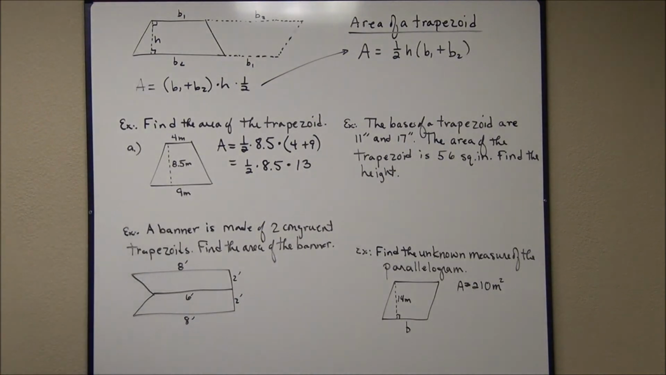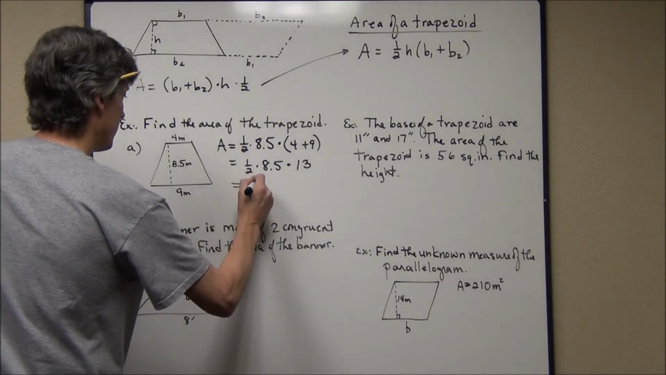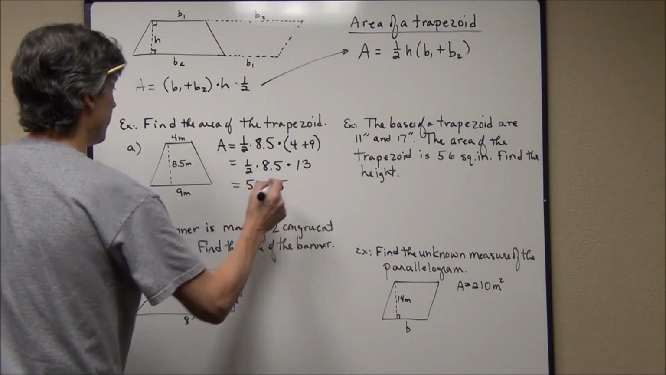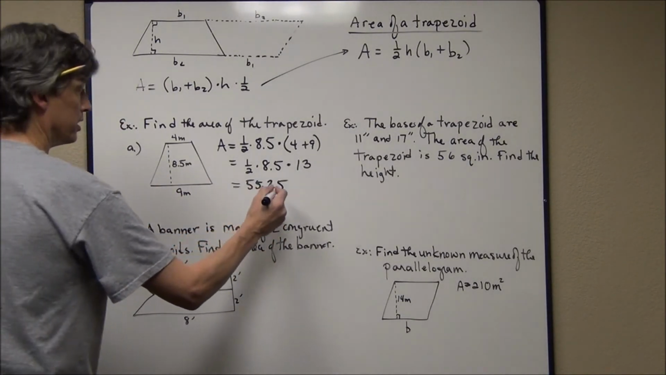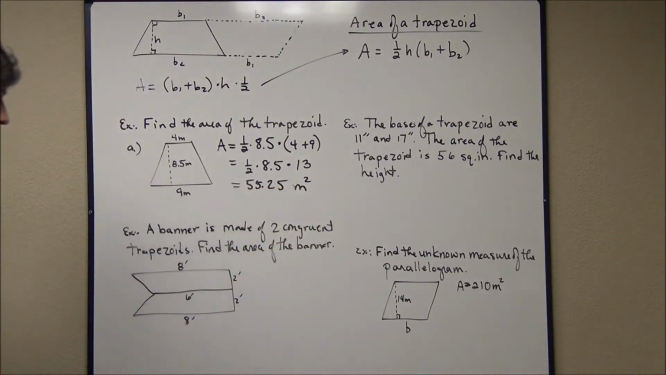So it's time to grab a calculator. I'm going to multiply 0.5 times 8.5 times 13, and I get 55.25. Now, since these measurements were in meters and this is area, this is in square meters.